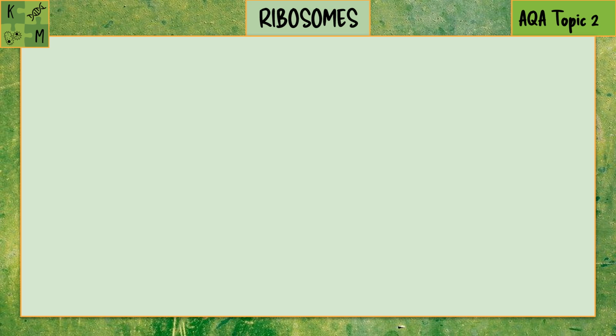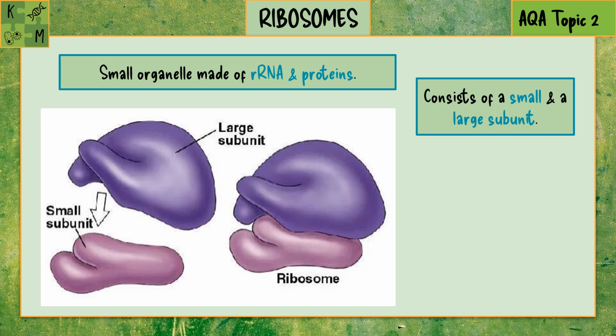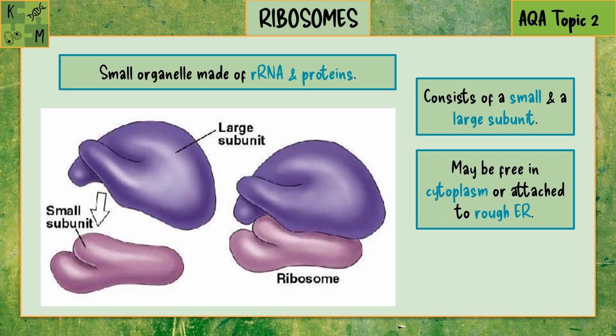So now we'll look in a little bit more detail about these ribosomes. So this is not membrane bound. In fact, it's a very, very tiny organelle, and it's made of ribosomal RNA and proteins. It consists of 2 subunits, so one is a small subunit, one is a large subunit. And these may be free within the cytoplasm or attached to the rough endoplasmic reticulum.